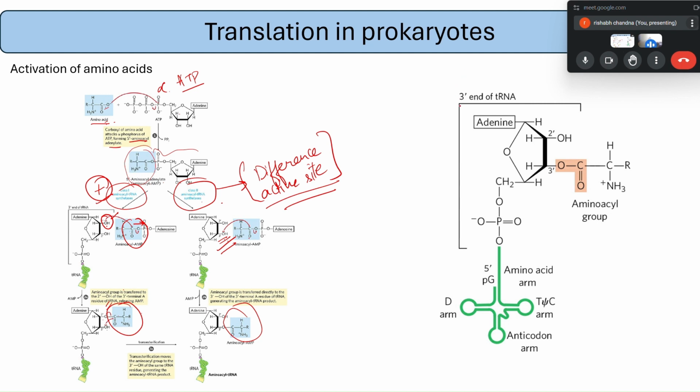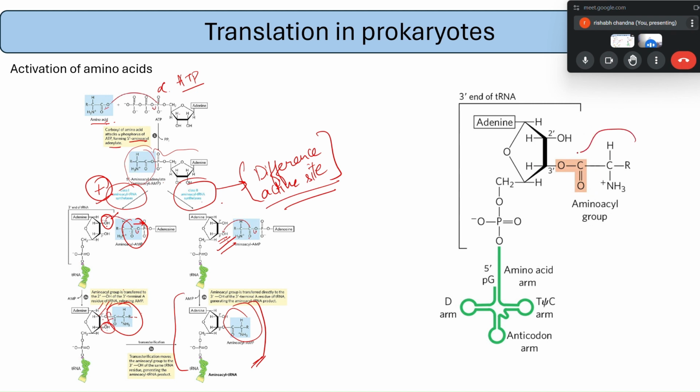Now, what happens when this 2 prime OH is attached to the amino acid is that, due to a conformational change, this 2 prime OH transfers the amino acid to the 3 prime OH. So now the final product will be the 3 prime bound amino acid on the tRNA. Okay, so this is how the final tRNA looks after adding the amino acid.